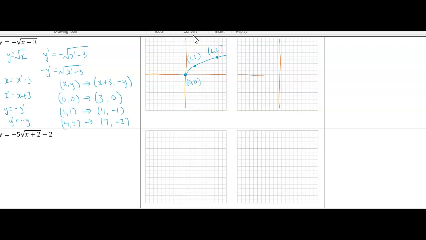Now, if this keeps glitching, I'm going to have to, oh, you know what? I haven't been drawing my graphs in pencil. I went to all that effort to choose a pencil. Sketch it in pencil. All right, so we've got 0, 3. So there it is. We'll label it later. 1, 1 has become 4, negative 1.